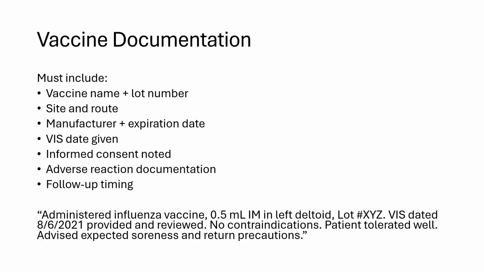Informed consent is noted. Document that you explain the risk and benefits and the patient agreed to it. Any adverse reactions need to be recorded clearly, and then follow-up timing if a patient is part of a series of vaccines indicate when they should return. So for example, administered influenza vaccine, 0.5 mLs IM in the left deltoid, lot number recorded, VIS dated, provided and reviewed, no contraindications, patient tolerated well, advised expected soreness, and return precautions.